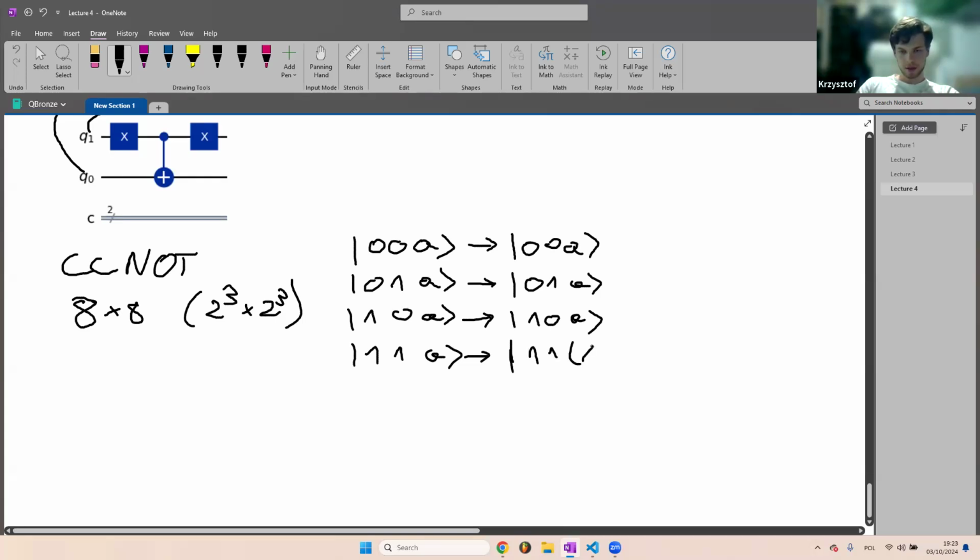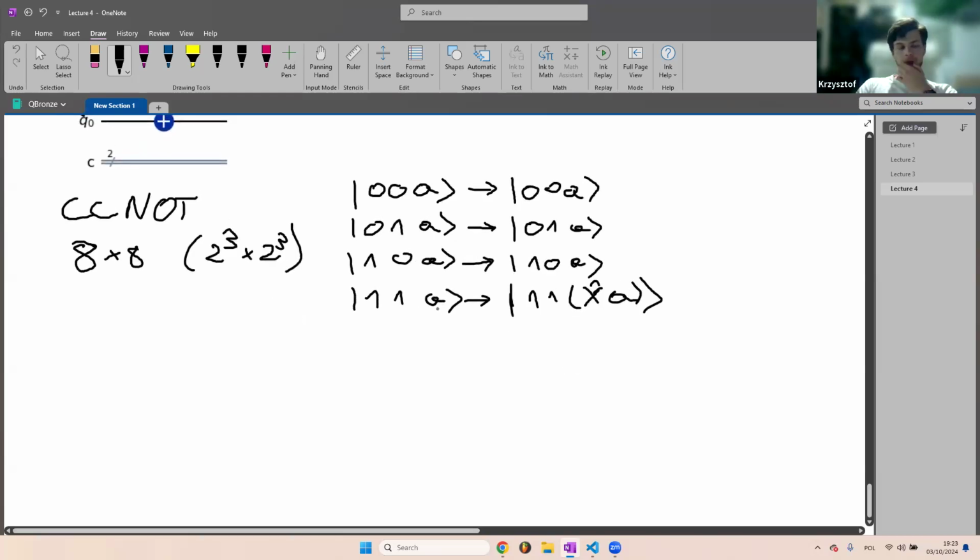Only then do we apply an X gate. So we have X as a NOT operator acting on the third qubit. You can also add a little hat on the letter to indicate that this is a matrix, an X operator on the third qubit.